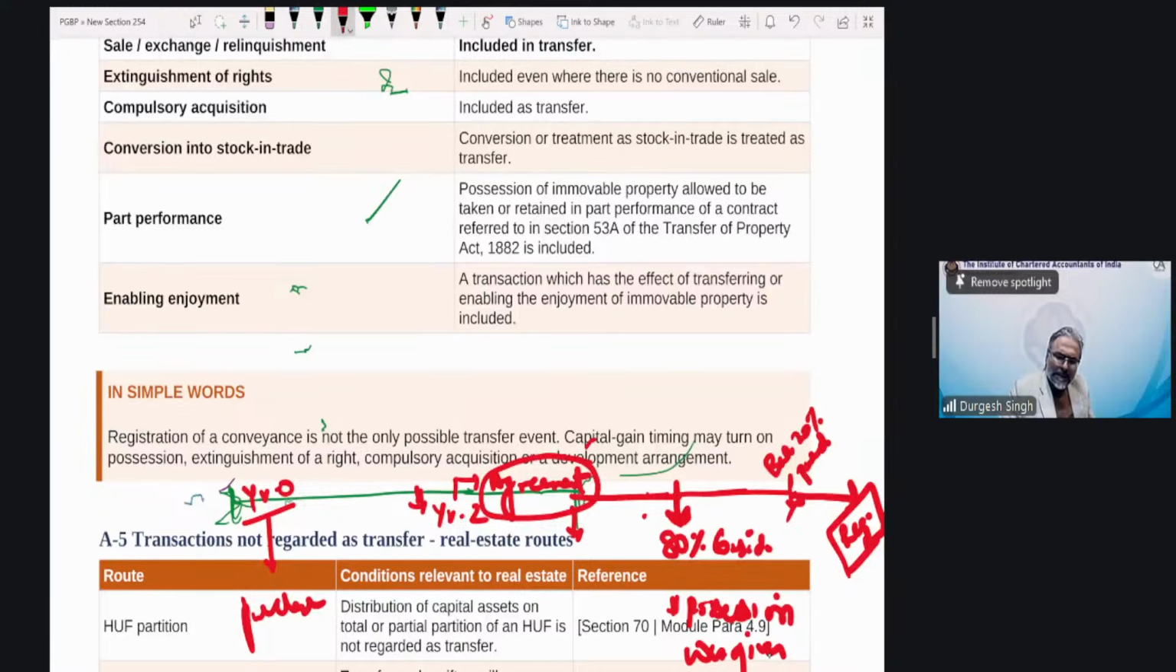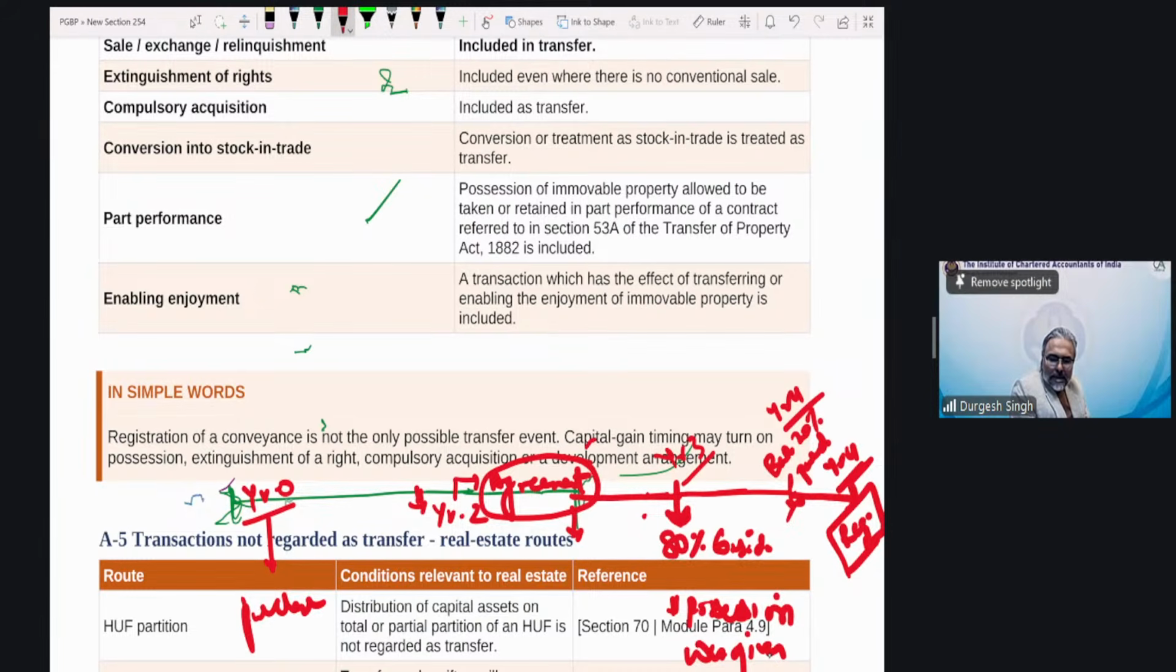Maybe you can say this is year 3, this is year 4, and this is also year 4. Agreement in year 2. In year 3, 80% consideration was paid, and in consequence of that consideration, the possession was given. Thereafter, in year 4, the balance 20% was paid, and then immediately registration happened. So when has the transfer taken place in this case, students?